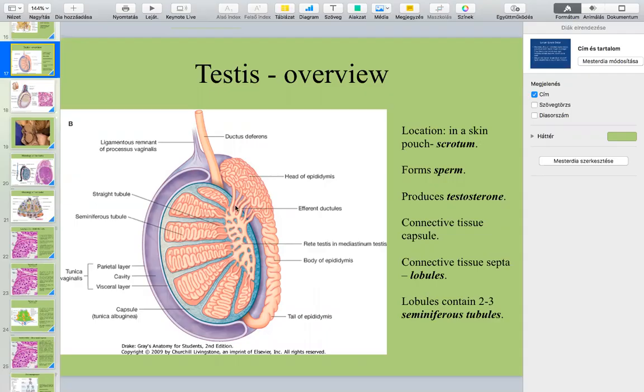And from the rete, from the mediastinum, we have connecting structures, efferent tubules, toward the epididymis, which is a kind of C-shaped structure surrounding the testis. So between the head of the epididymis and the testis, we have the efferent ductules or efferent tubules, just conveying the sperm cells for storage in the epididymis.